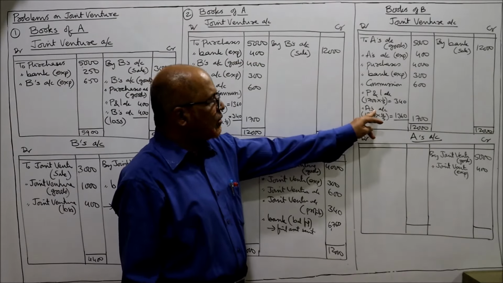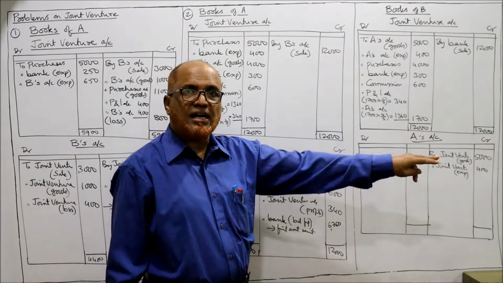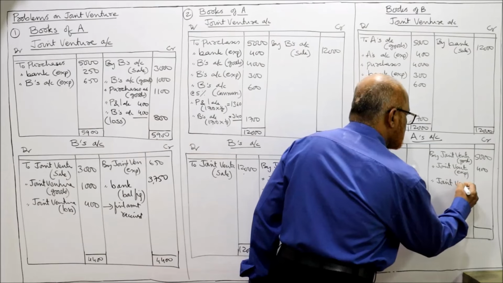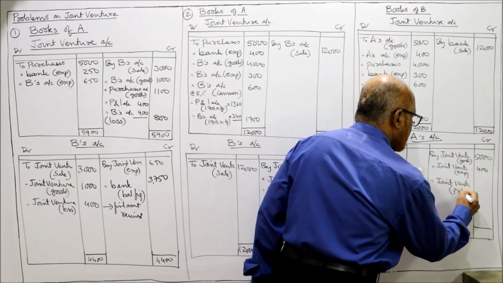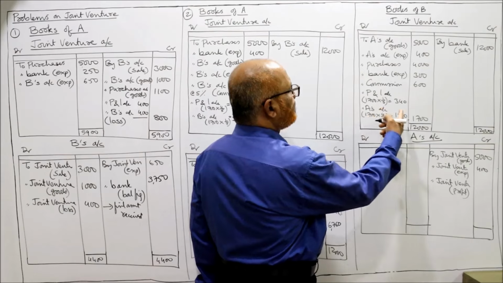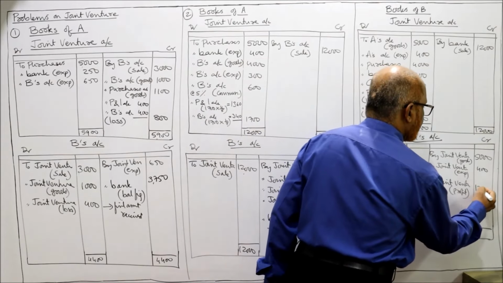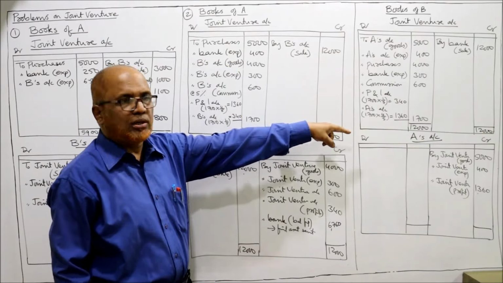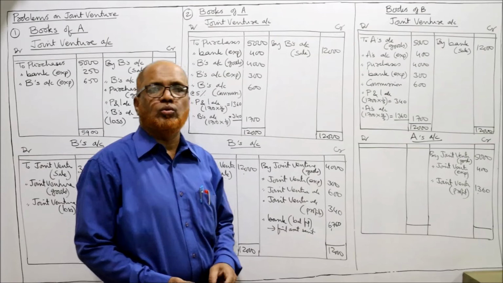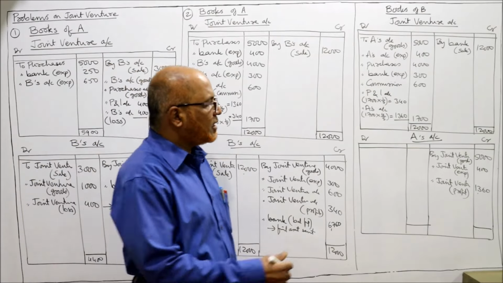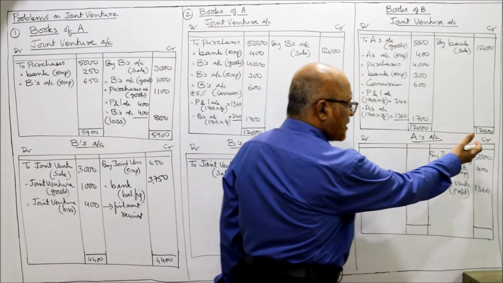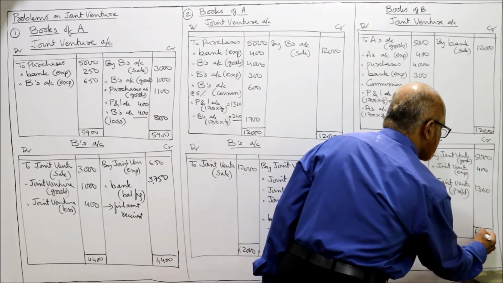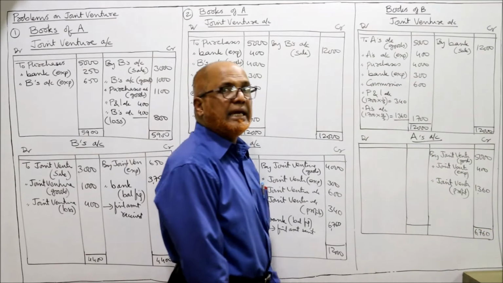Now A's account, joint venture account debit to A's account. So A's account is credited by joint venture profit. How much is the share of profit of A? It is 1,360. Over. The joint venture account is closed. Now we have to find out how much is the balance due. Balance due. So here you can see there is nothing on the debit side. Credit side it is 5,000, 6,760. 6,760 is the final amount due to A.